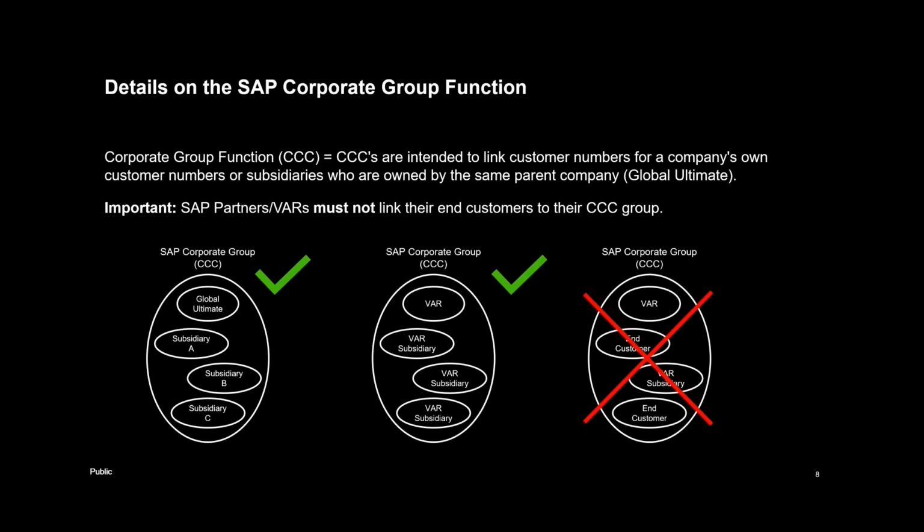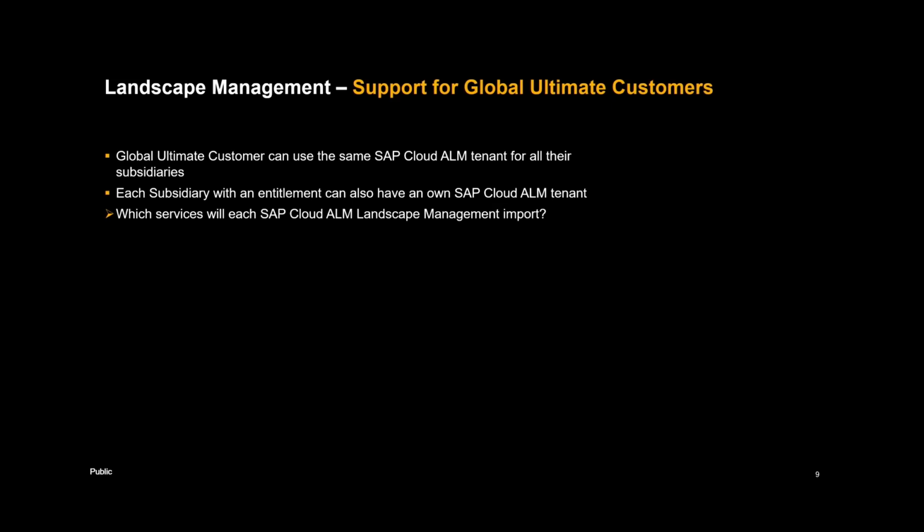Okay, so here you see two valid customer groups. You have the Global Ultimate and then the subsidiaries. If you are a value-added reseller and you have subsidiaries, you can have a customer group, go for it. But this, oops, don't do that. Okay, so now we have an example. A Global Ultimate customer, as I said, can use the same Cloud ALM for all their subsidiaries, and each subsidiary with an entitlement, and this is important, can also have their own Cloud ALM tenant. If you're entitled, you can have a Cloud ALM tenant.